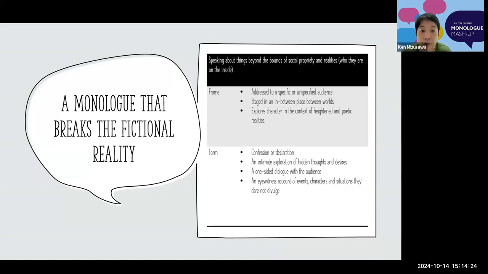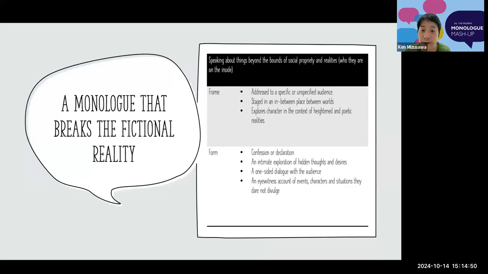Okay? So in terms of frame, it could be addressed to a specific or unspecified audience. It's really up to you and what you think will best serve your character. It could be staged in a kind of in-between place between worlds, okay? The character could directly talk about the audience's world, if you like.